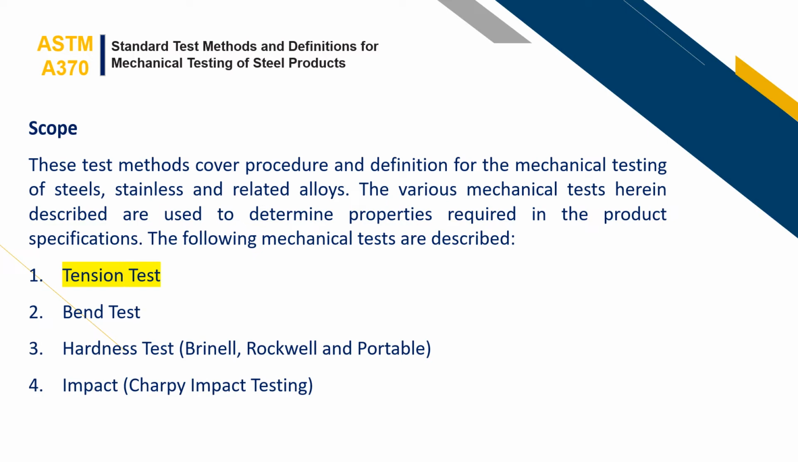So, there are four tests covered in the standard test methods for mechanical testing of steel products, or ASTM A370. One of them is the tension test. Second, the bend test. Third is the hardness test, which can be Brinell, Rockwell, or portable hardness test, and we also have the impact or Charpy impact testing. And for the sake of this lecture note, we are only going to talk about the tension test.